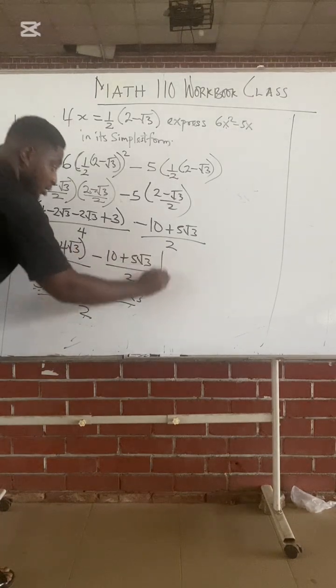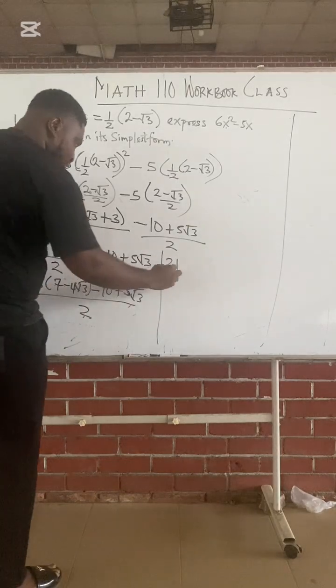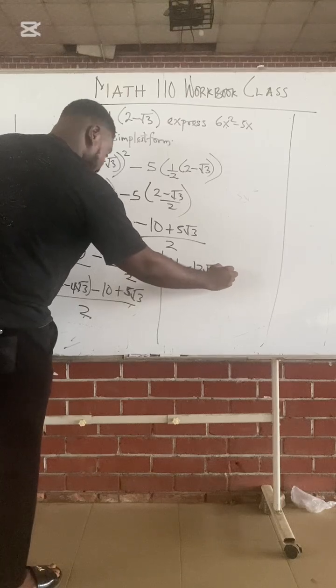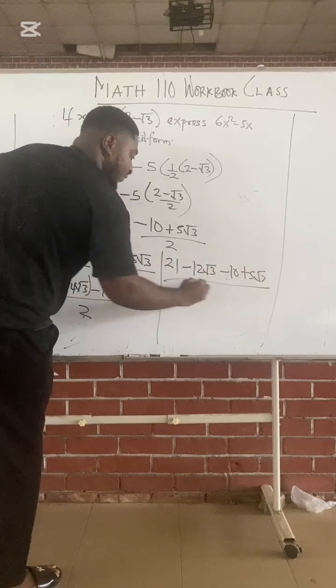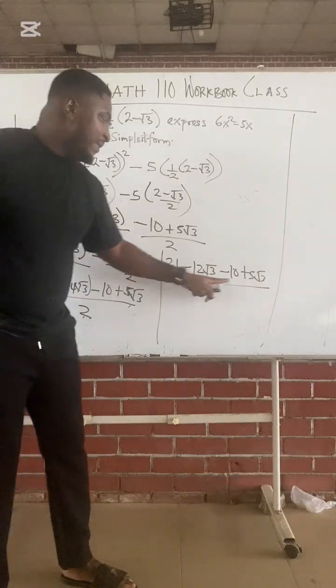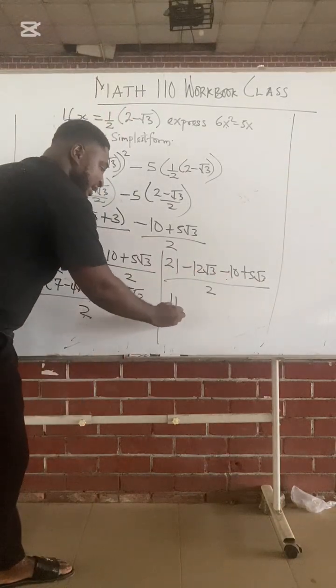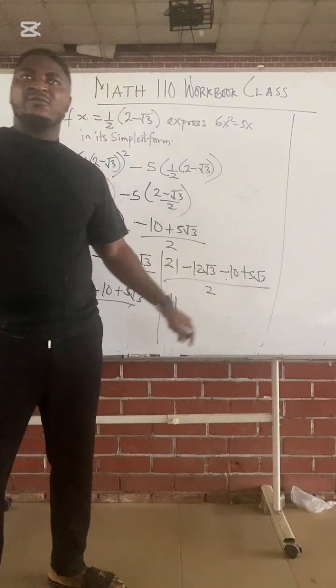Yes. 3 times 7. 3 times minus 4 root 3. Minus 12 root. Minus 10 plus 5 root, all over. These 2 are the same elements, right? Yes. First of all, 21 minus 10, 11. Now minus 12 plus 5 root 3.